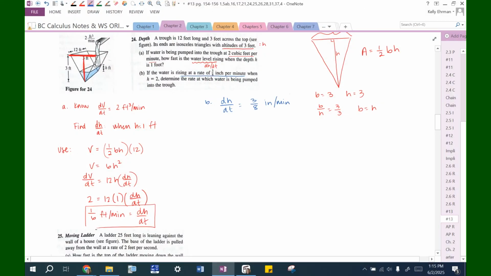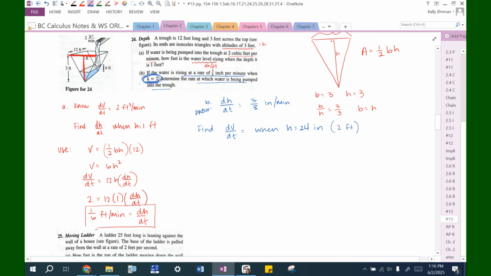But everything's been measured in feet so far, so let's take a look. When H is 2, remember H is originally measured in feet. So really this is what I know. I want to find the rate at which water is being pumped into the trough. So I want to find dV/dt, but I'm going to find it in cubic inches per minute. It's kind of annoying that they didn't specify a unit here. So I'm going to assume that's 2 feet. So I'm going to say H equals 24 inches instead of 2 feet.